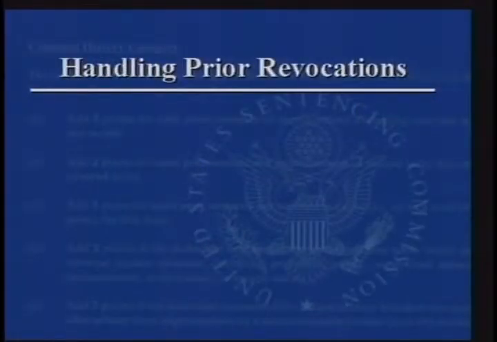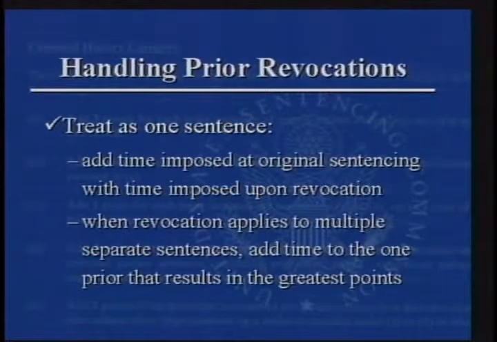So when we're handling prior revocations, keep in mind that we have to treat this as one sentence. So what we do is we add the time that was initially imposed at the original sentencing with the time that was imposed upon the revocation. Now, there are certain situations where a revocation applies to multiple separate sentences. And what we do in those situations is we add the time to the one prior sentence that would result in the greatest number of criminal history points.